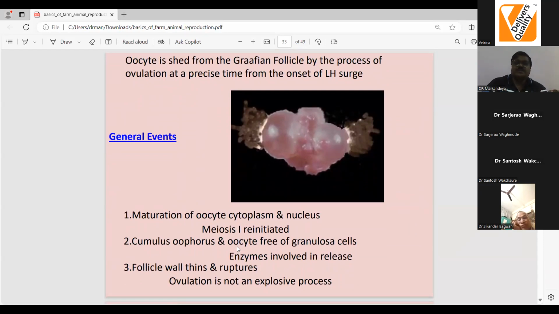This is a story which starts with oogenesis. It turns to formation of a dominant follicle, ovulation to fertilization, and then conceptus. One follicle out of 8 to 10 selected follicles becomes a dominant follicle, the pre-ovulatory follicle, and this follicle has an important role to play for final maturity.